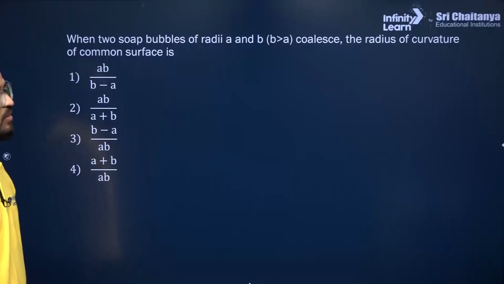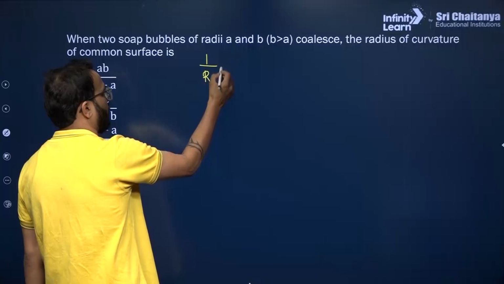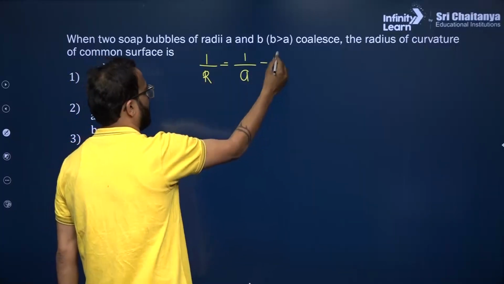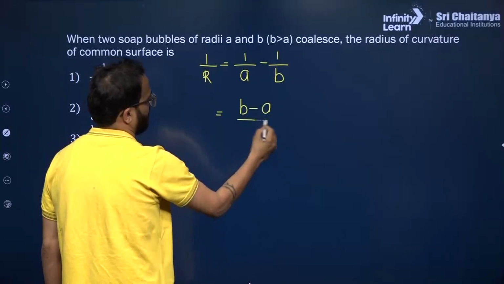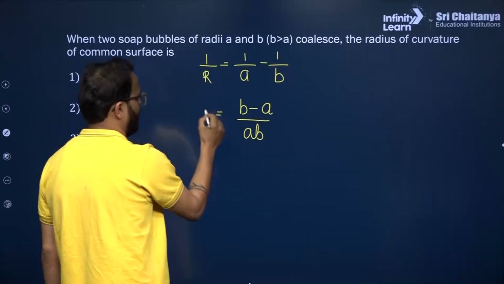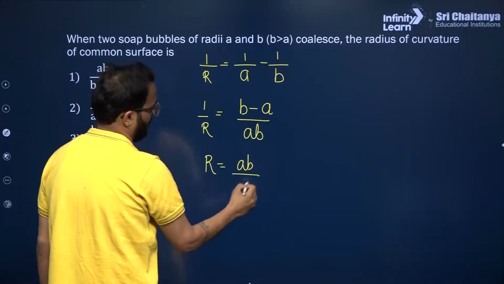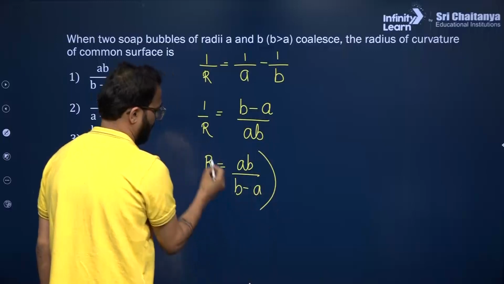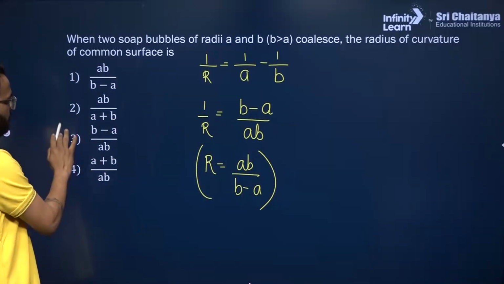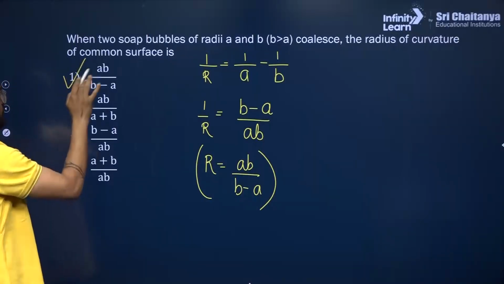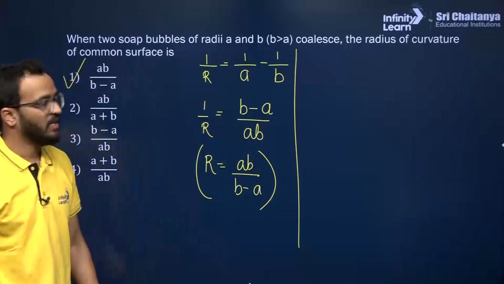So when two soap bubbles meet, this is very common here. Please remember, the common radius is given by 1 by r equals 1 by a minus 1 by b. So it will be b minus a upon ab is 1 by r. So r is ab upon b minus a. Please remember this formula directly. Otherwise, if you want to derive it, there is a method.